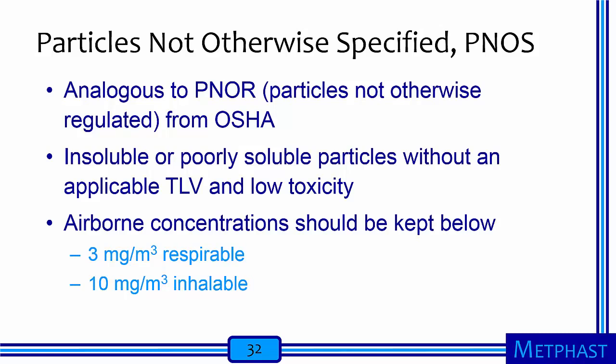ACGIH has TLVs for particles not otherwise specified, called PNOS. These TLVs are analogous to PELs for particles not otherwise regulated from OSHA. They apply to insoluble or poorly soluble particles without an applicable TLV and low toxicity. The TLVs are 3 milligrams per meter cubed for respirable and 10 milligrams per meter cubed for inhalable particles.